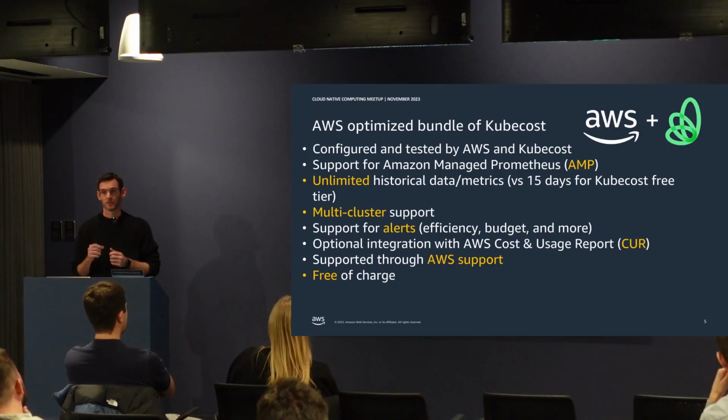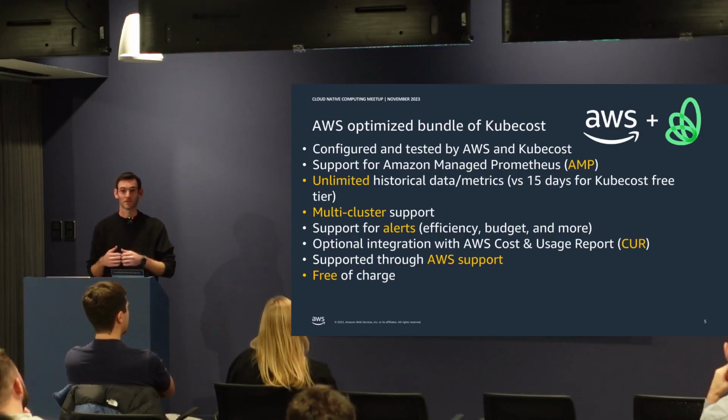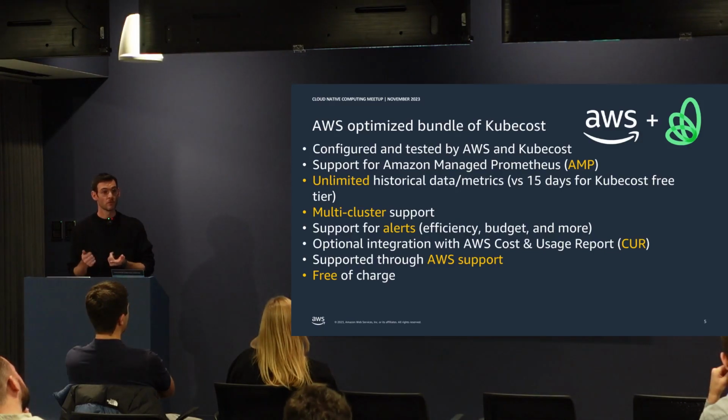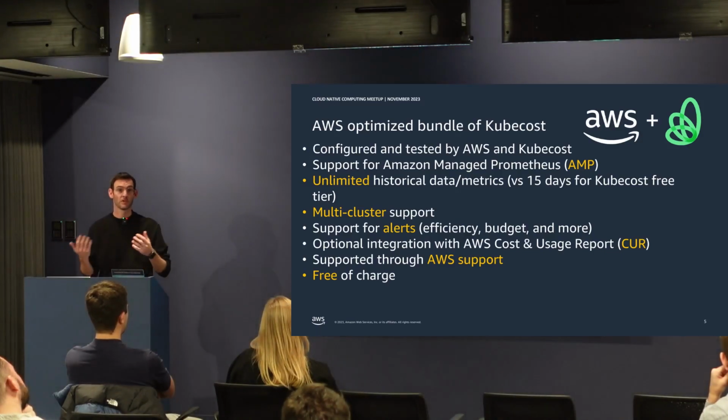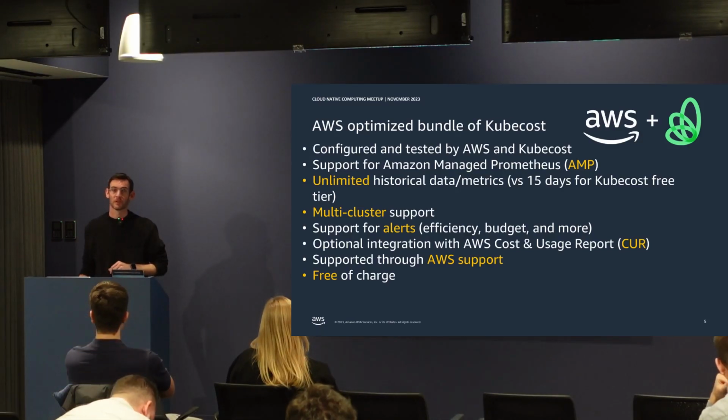Also with this bundle, you get unlimited historical data. If you don't use the bundle and you decide to use the Kubecost free version, you will get only 15 days of history. With the bundle, you get unlimited historical data. Then it also supports multiple clusters. So if you have multiple Kubernetes clusters and you want to monitor their cost, you can use this bundle and monitor the cost of 1, 2, 3 clusters with the same instance of Kubecost.